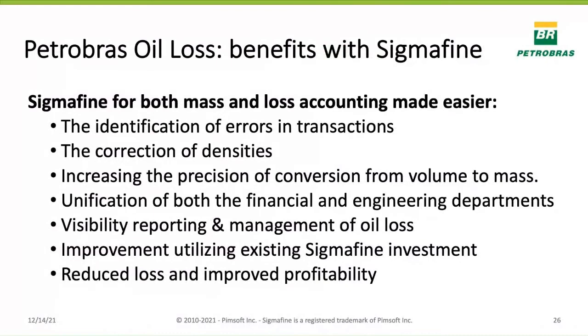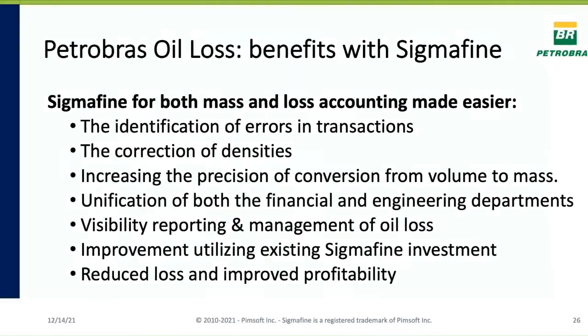So for Petrobras, the main benefits of Sigmafine and its use in both mass and loss accounting were the identification of errors in the transactions and the correction of densities. So we talked before of these being some of the major sources of gross errors. They also increased the precision of the conversion from volume to mass, unified the financial and engineering departments, gained better visibility in the reporting and management of the oil losses, and finally, improved the return on their investment.